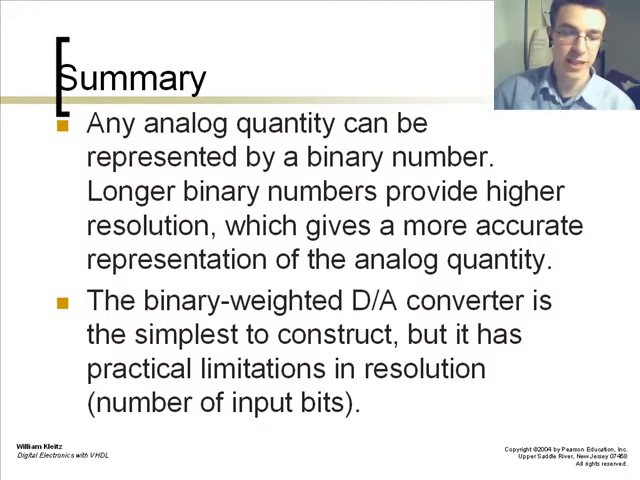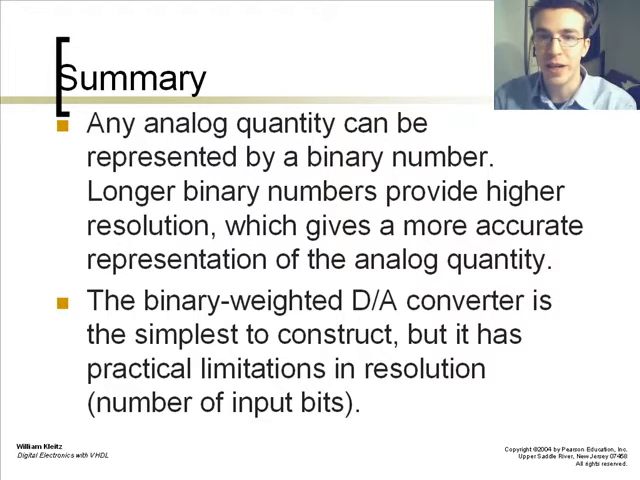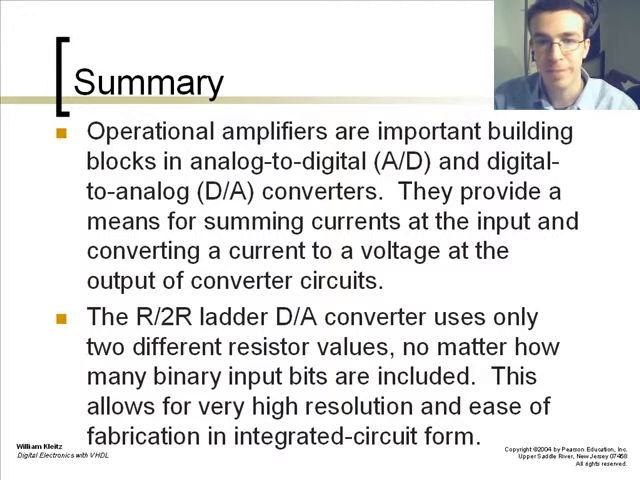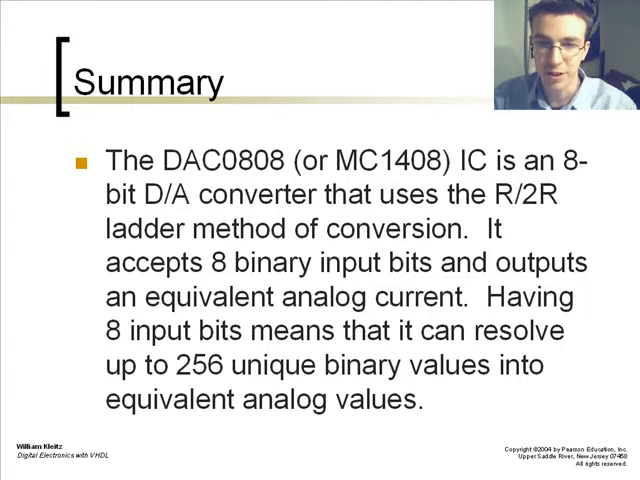So in summary of chapter 15, any analog quantity can be represented by a binary number. The binary weighted D to A converter is the simplest to construct, but it has practical limitations in resolution. Op-amps are important building blocks in analog to digital and digital to analog converters. They provide a means of summing currents at the input and converting a current to voltage at the output of converter circuits. Your most common is the DAC0808 IC, which is an 8-bit D to A converter.